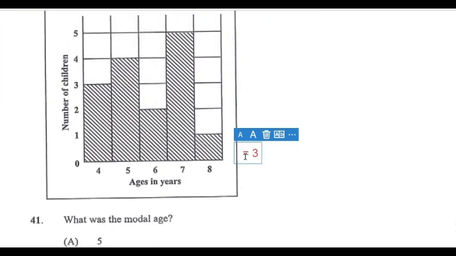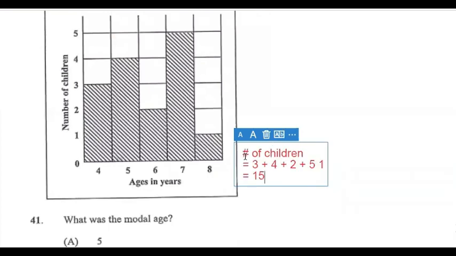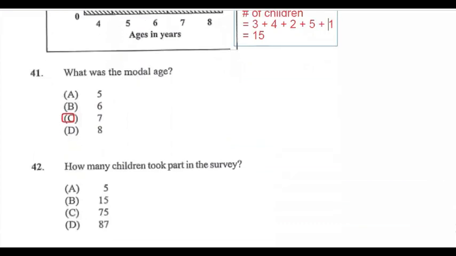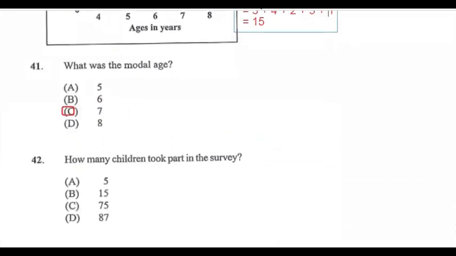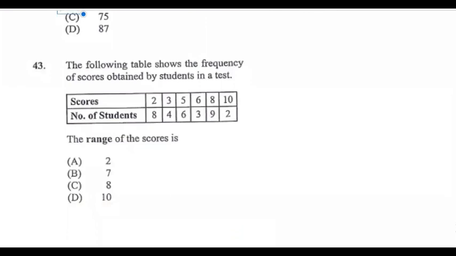So for age group 4 it is 3, for age group 5 it is 4, for age group 6 it is 2, for age group 7 it is 5, and for age group 8 it is 1. So it is 3 plus 4 plus 2 plus 5 plus 1, and that is equal to 15, and 15 corresponds with B. So the answer for 42 is B. So just remember guys, interpret your graphs correctly.